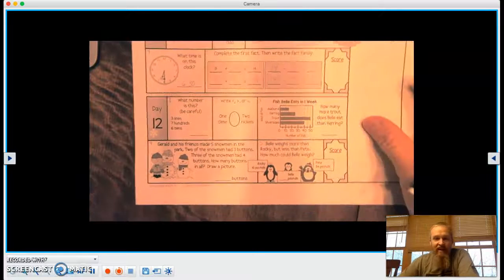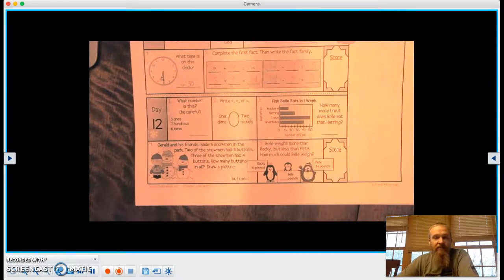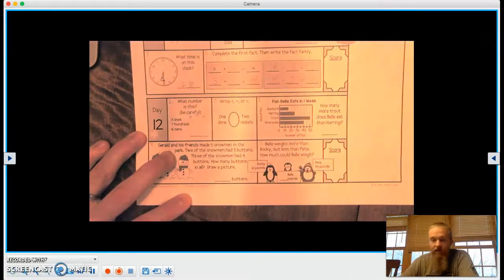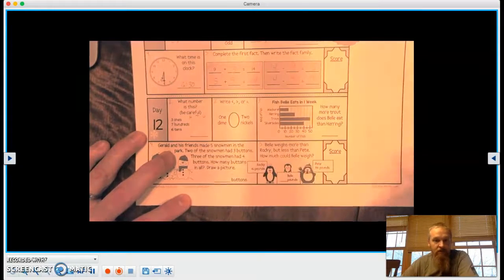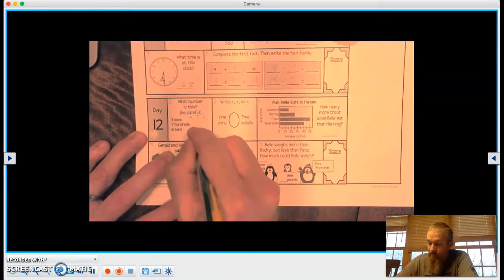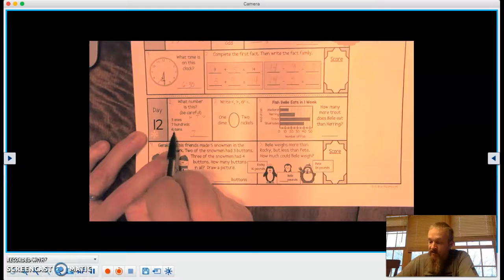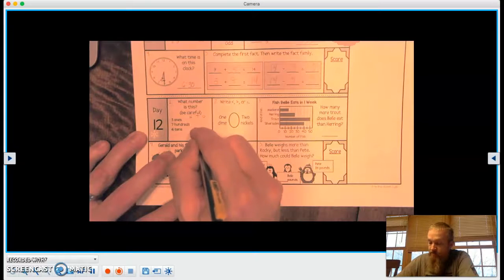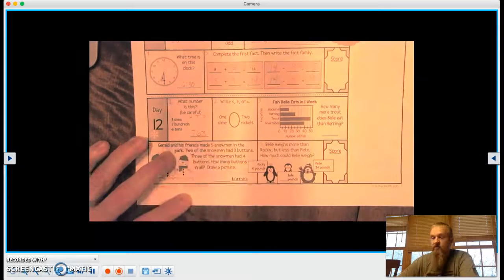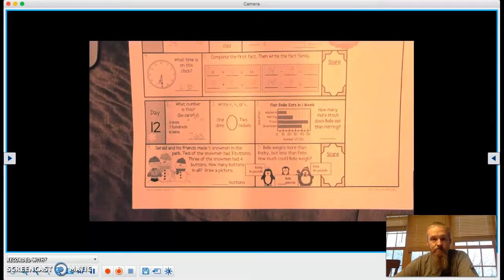Here we are, day 12 of January daily math. What number is this? And then it says, be careful. Okay, so let's think of hundreds, tens, ones. Remember, we always go in that order, right? Hundreds, tens, ones. So let's look at the hundreds first. We have 7. And then we have 6 tens. And then finally, we have 3 ones. So there's our hundreds, tens, ones.